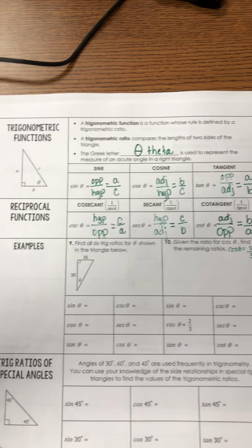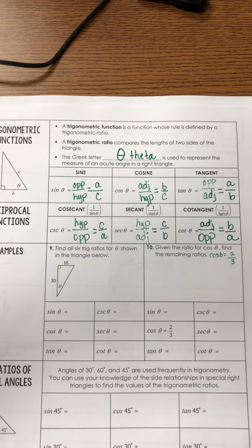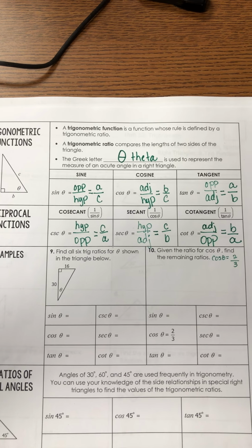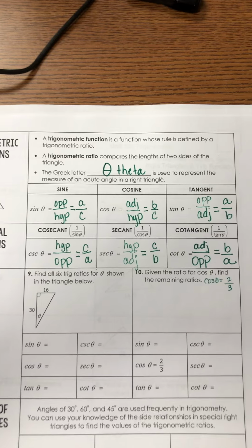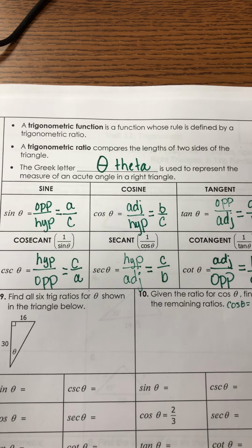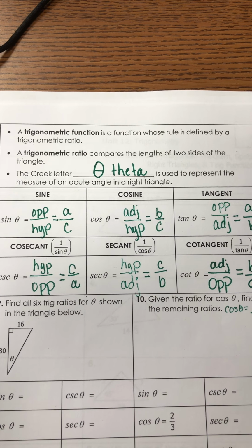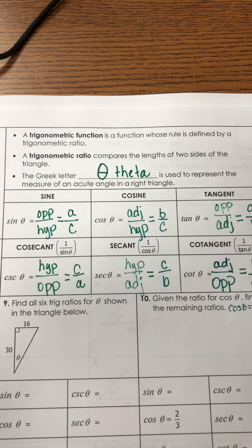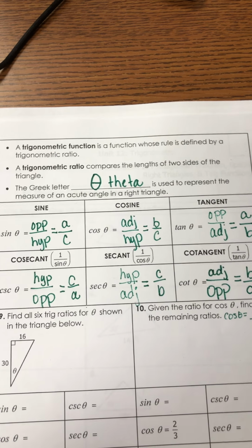All right, let's look at part 2 of our lesson on the beginning of our trig functions. The first thing I want to go over are the actual trig functions. A trig function is a function whose rule is defined by a ratio. A trig ratio compares the lengths of two sides in a triangle. We're going to introduce the Greek letter theta.